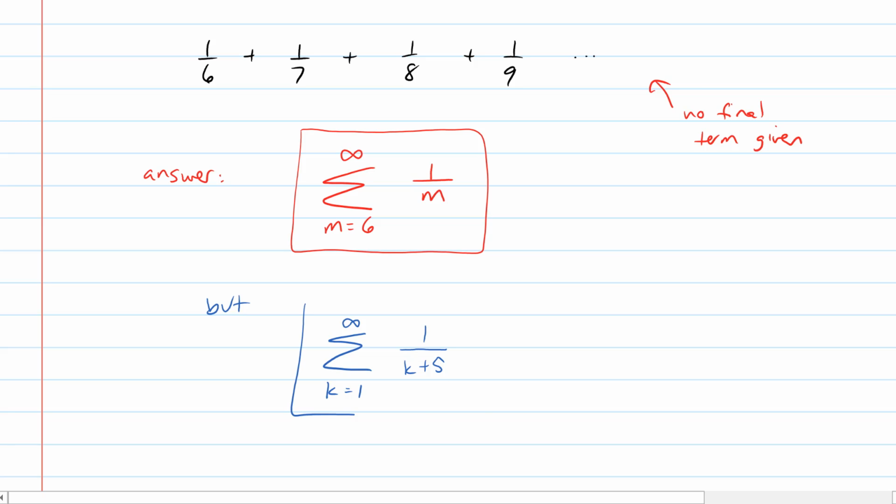And so I could also write the sum in the following manner. And in fact, I can start that wherever I want. I could start with j equals 0 to infinity, and I could have 1 over j plus 6 instead. So there's multiple ways of writing this correctly in sigma notation. And that's it.